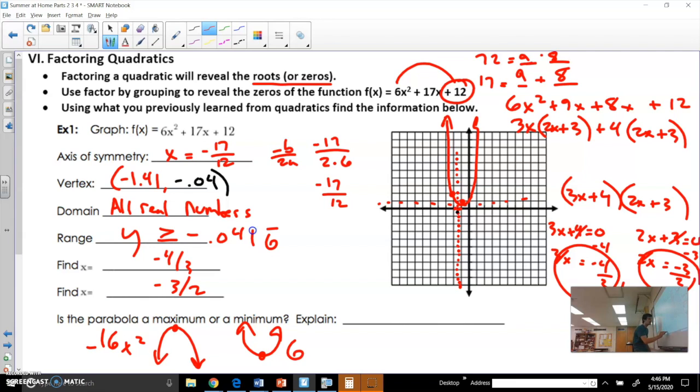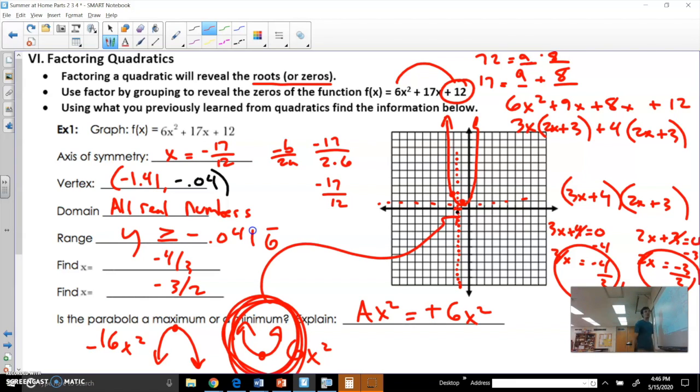Really, it's because 6x squared, it's because ax squared equals a positive value. Anytime you have a positive coefficient, it's going to face up, which forces you to have a minimum point, and that's what I would describe this point here as, a minimum point.